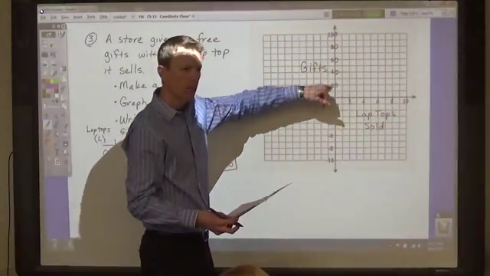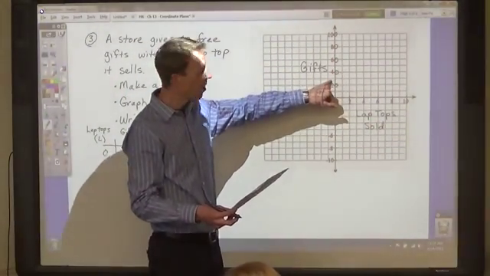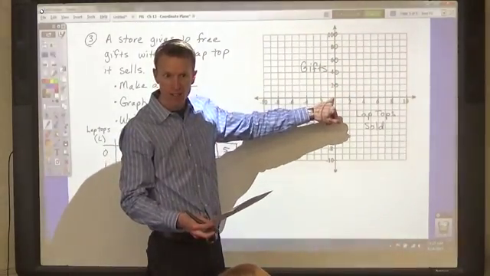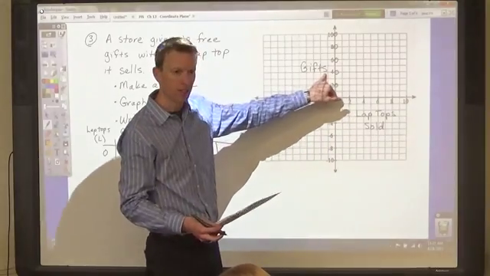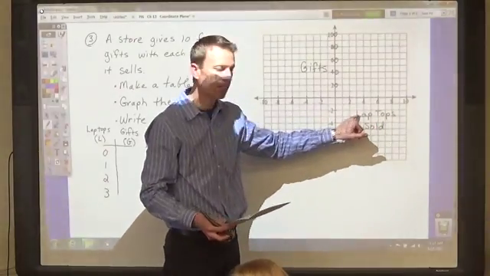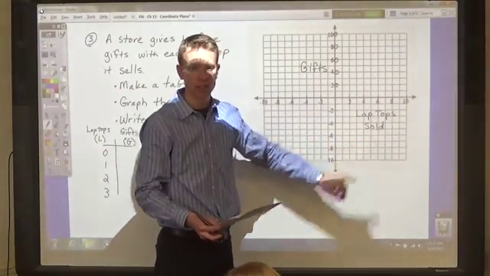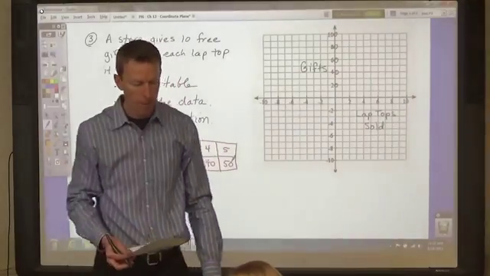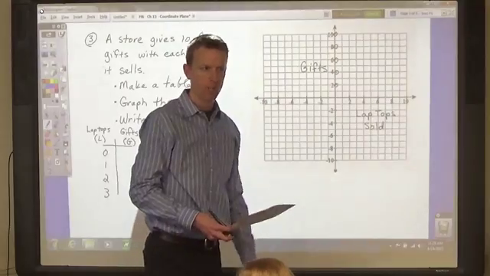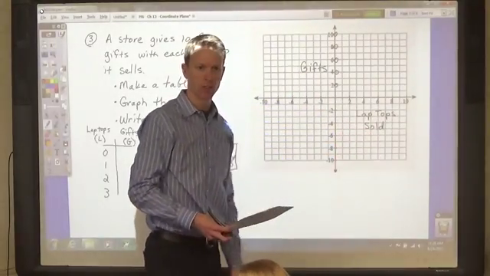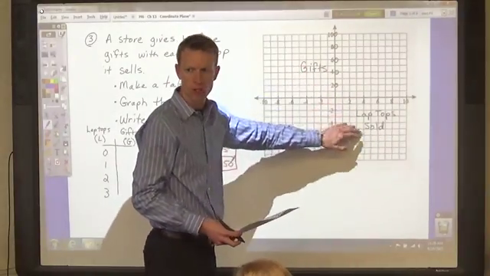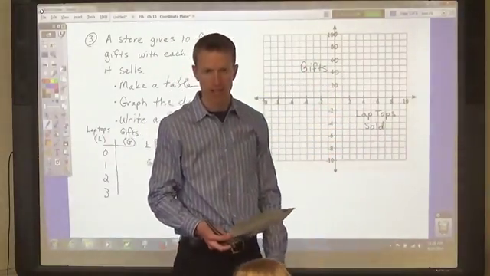And on this graph, the gifts given are on the y-axis, aren't they? So we need to label that as gifts. And label the x-axis as laptops sold. Make sure that you label on the outside of the numbers, label gifts and laptops sold. Nope, under the numbers, just like I put it. That's where the labels should go when you're graphing these. Okay?